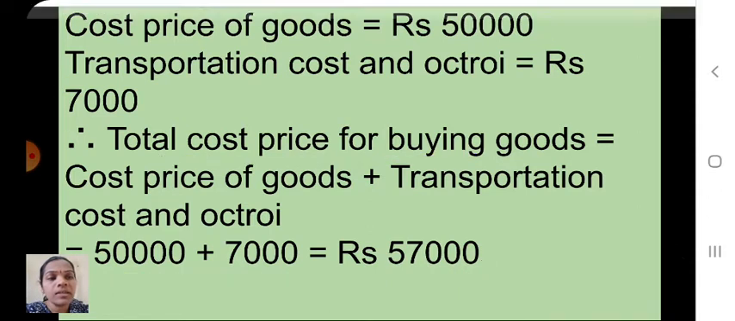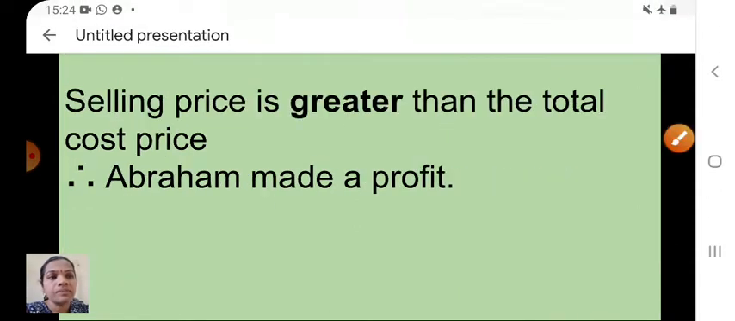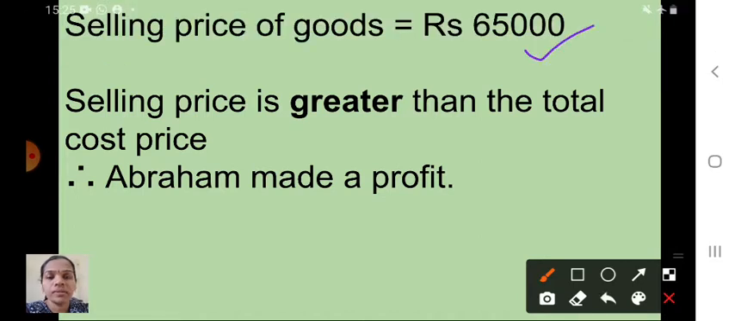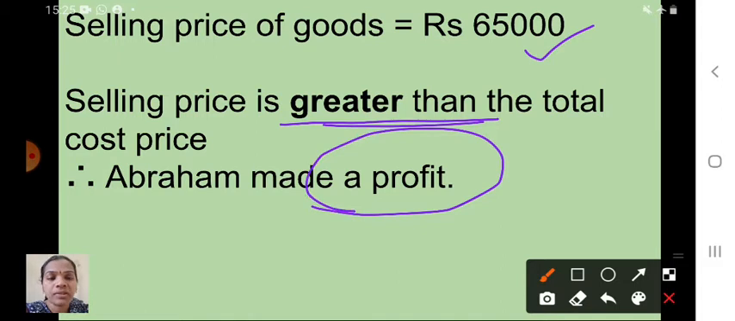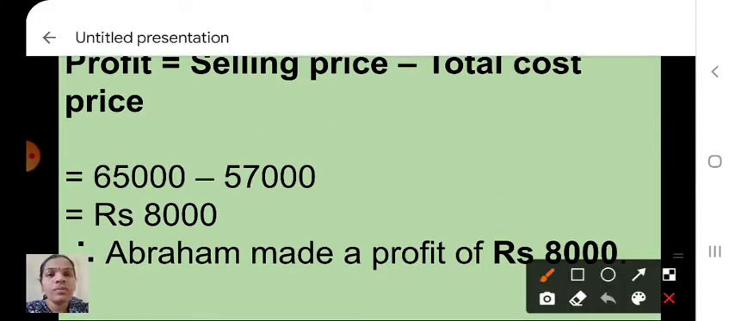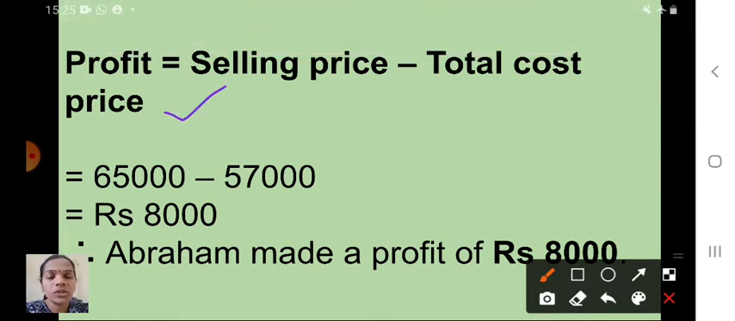Next one, we have to write the selling price. Selling price of that good is what? 65,000. So see here, children, selling price is greater than the total cost price. So he made a profit. And how much do we have to find? For that, what do we have to do? Yes, this formula you have to write. Profit is equal to selling price minus total cost price.